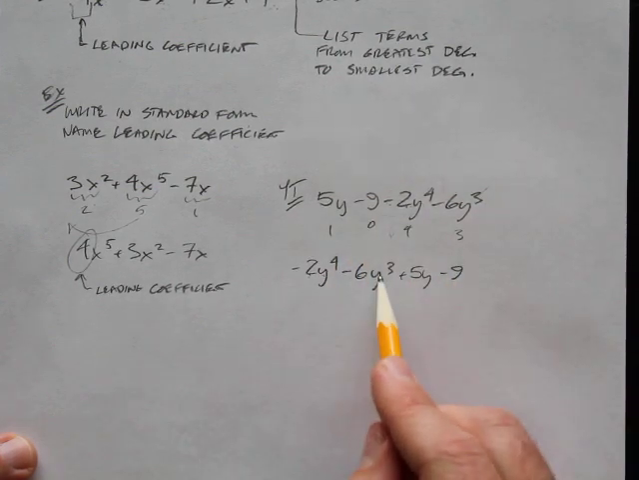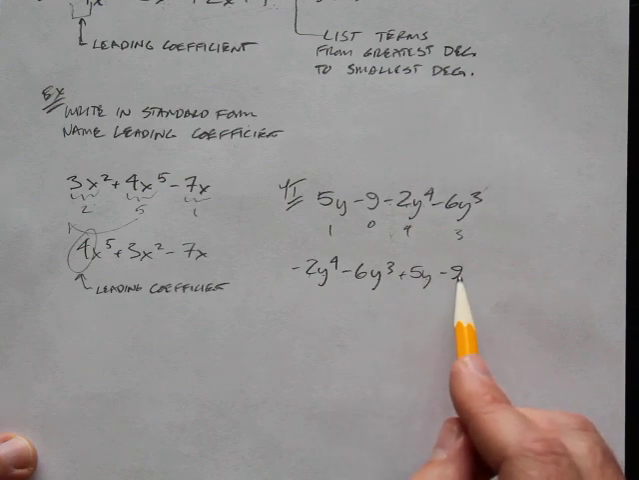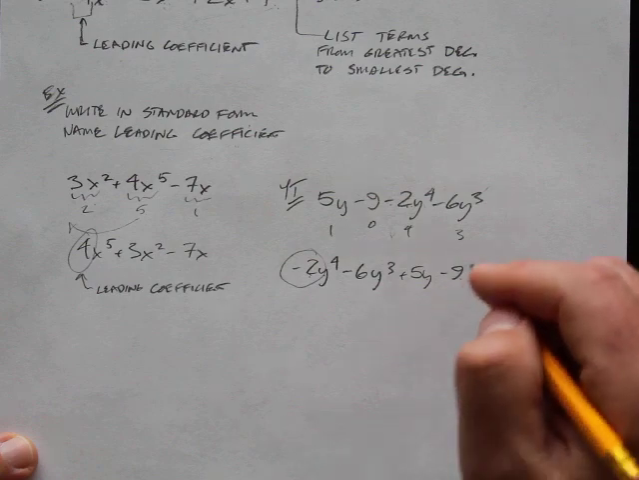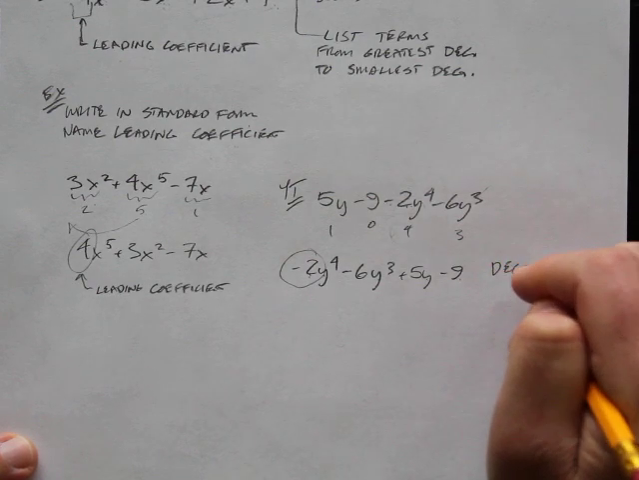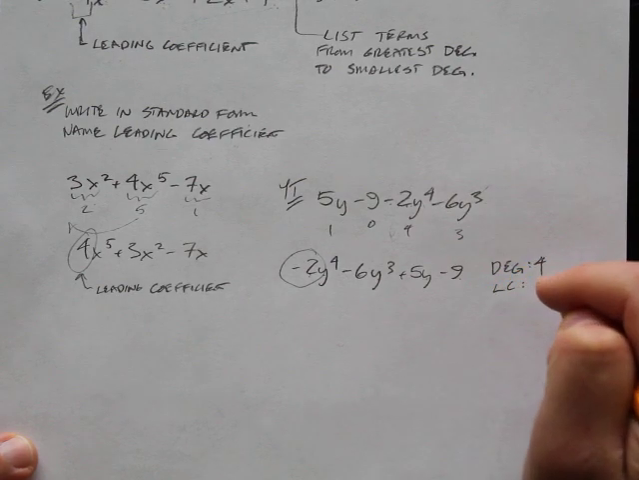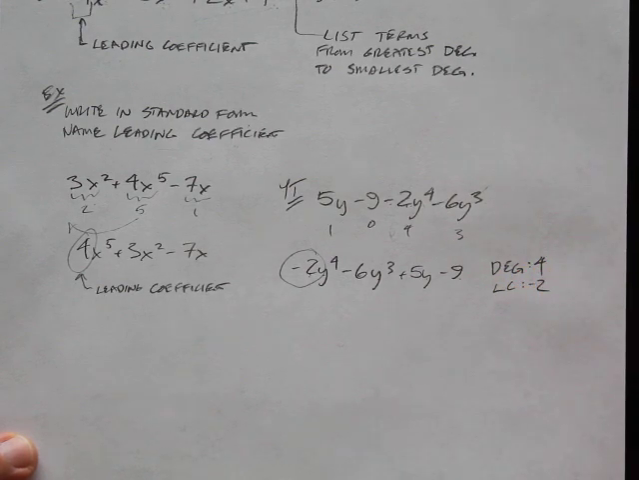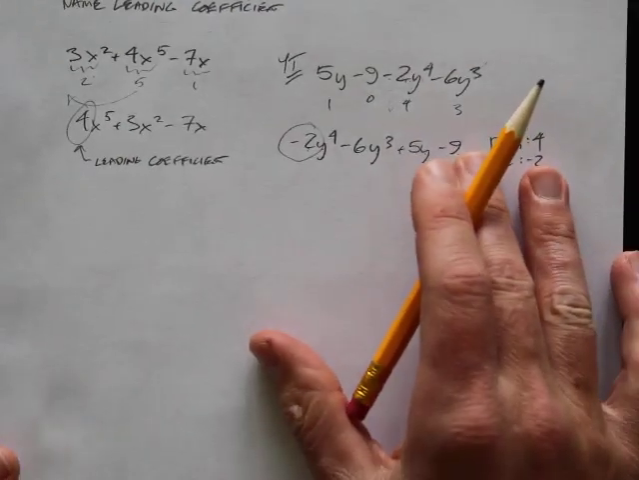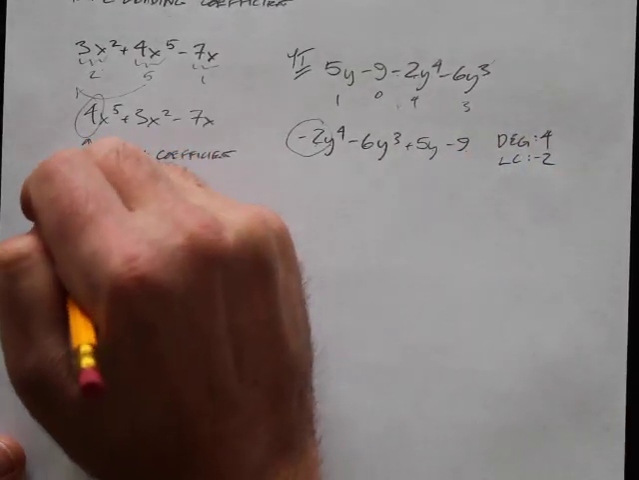So now I've got 4, 3, 1, 0. And here's my leading coefficient, negative 2. My degree is 4. My leading coefficient is negative 2. All right, there we go. It's good. Next, we are going to add polynomials.